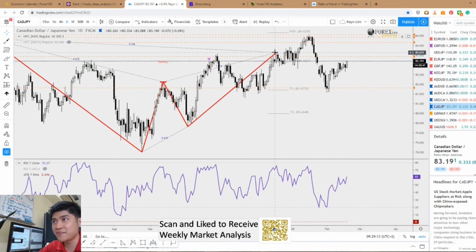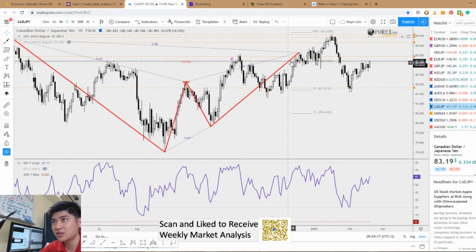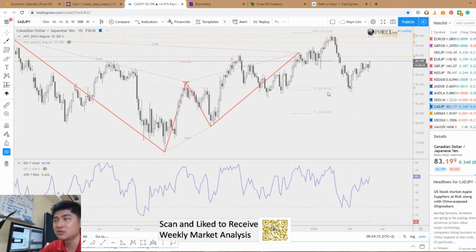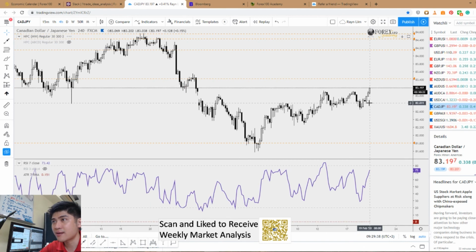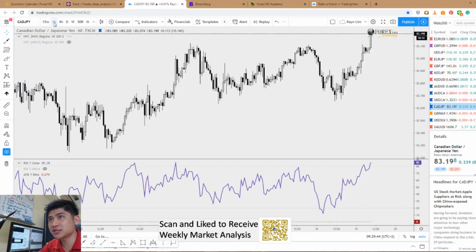Alright, so we have a godly pattern over here on the daily chart. Already hit first target, 81.73, after candle confirmation. 300 over pips move as well. Down to the 4 hour, nothing.